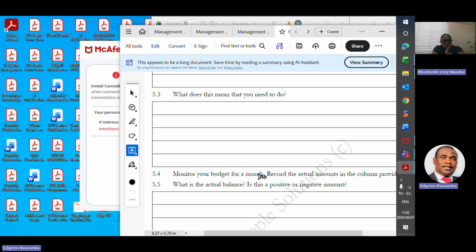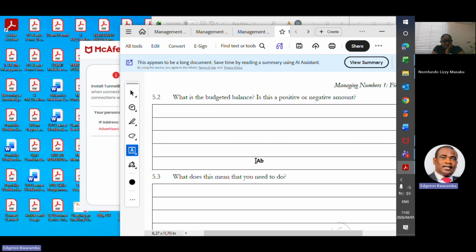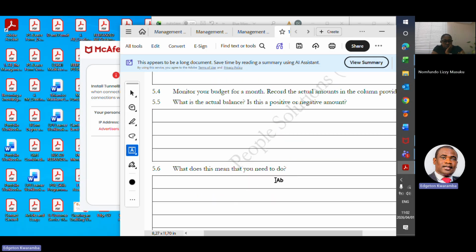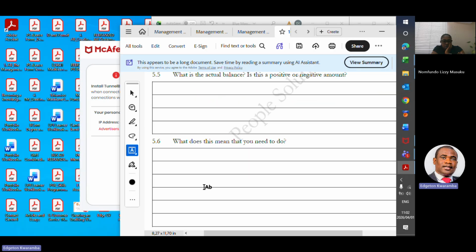So it will ask the same again for the actuals column. What is your actual balance? Is it positive or negative? What does this mean? Maybe on the actuals, you'll be saying, maybe I need to try and stick to the budget, not get carried away, those kind of things.